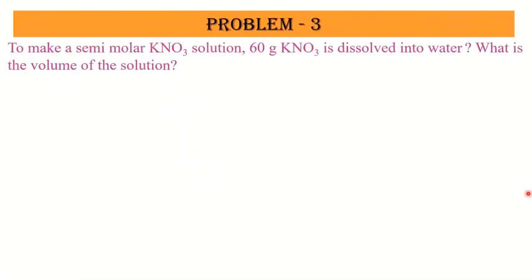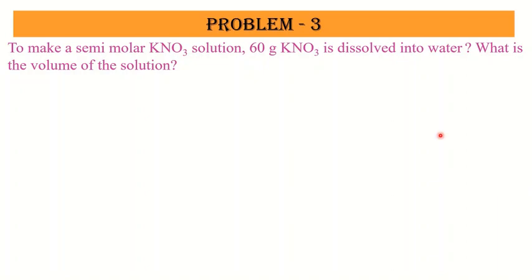Now problem 3. To make a semi-molar potassium nitrate solution, 60 gram potassium nitrate is dissolved into water. What is the volume of the solution? Dear students, one thing you have to remember, that is when any solute is dissolved into water, then the volume of water and the volume of solution remain same. Volume does not change, only the amount of solution is changed.